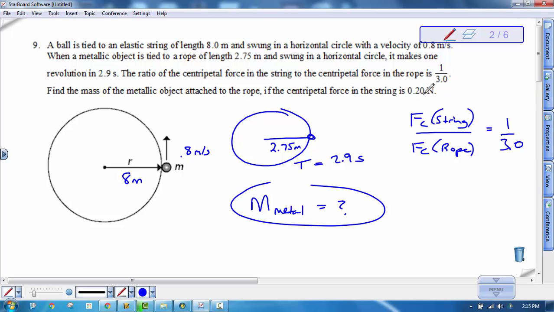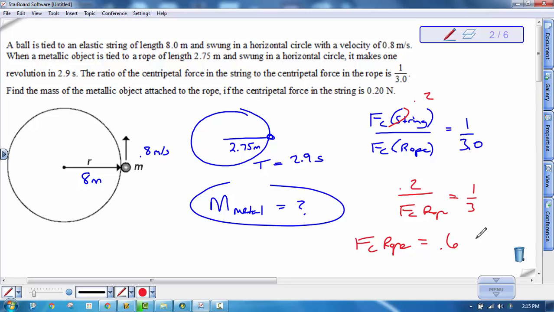If the centripetal force in the string is 0.2. So they're telling us that this is 0.2 up here. So I can say 0.2 over the force of centripetal of the rope is equal to 1 to 3. And I can cross multiply and find out that the force of centripetal of the rope is 0.6, and that's in newtons. This is talking about force here, so that's another key piece of information.